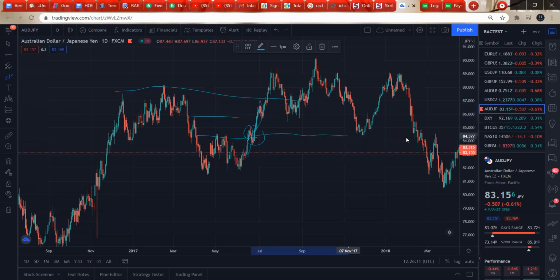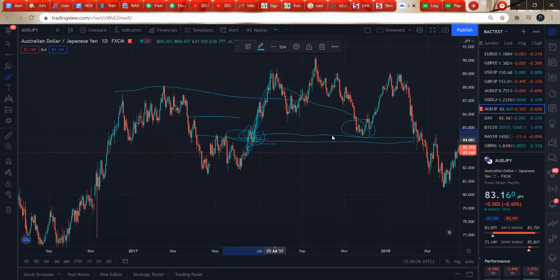This is where the buyers are. That's why after breaking these tops, the market came back down to retest those buy positions, and it took those buy positions.